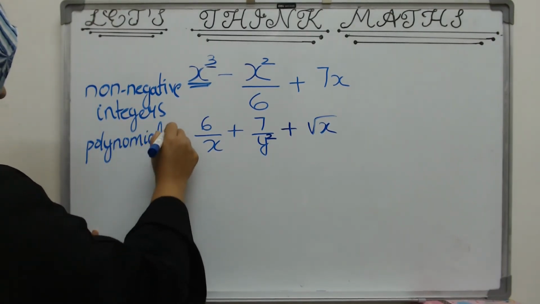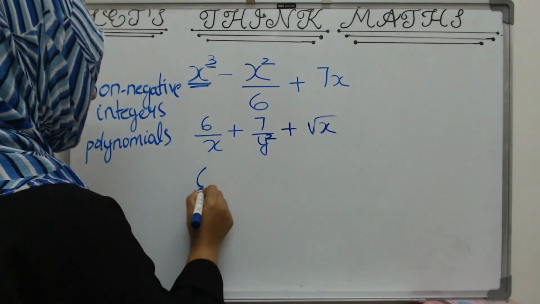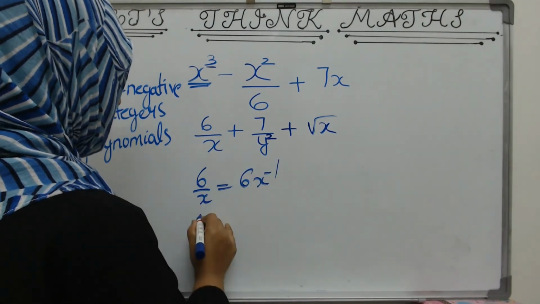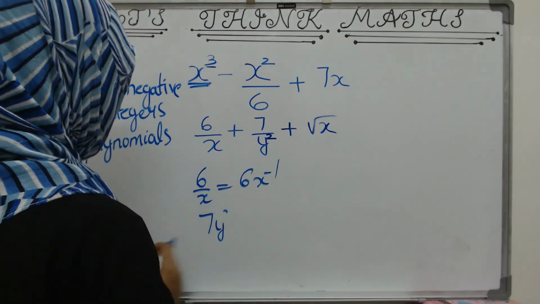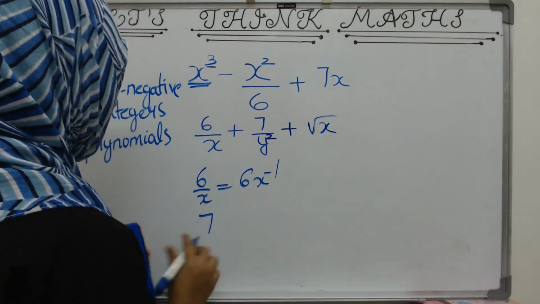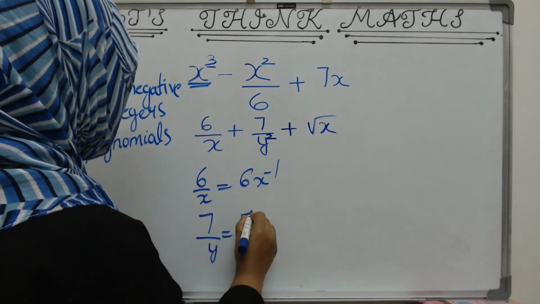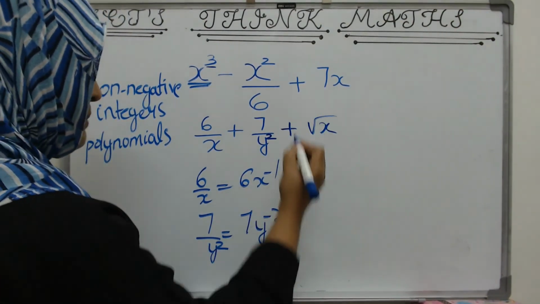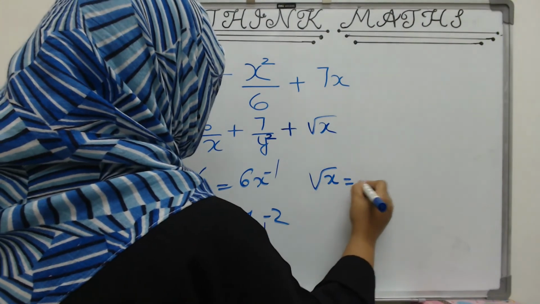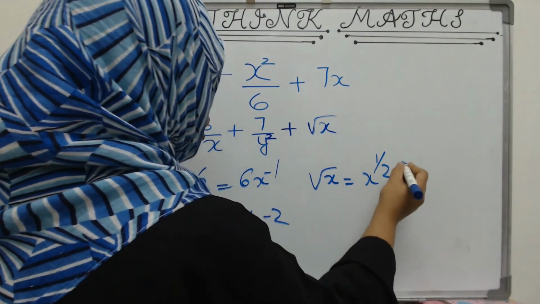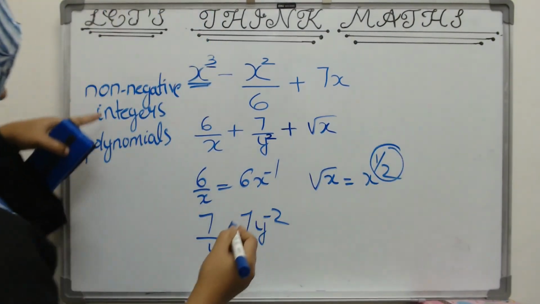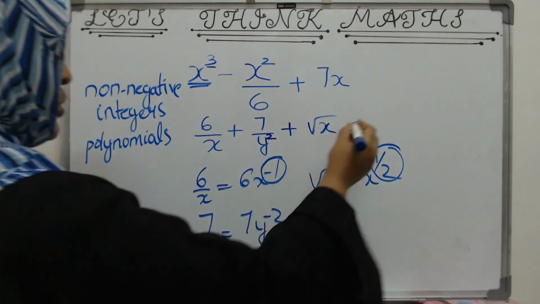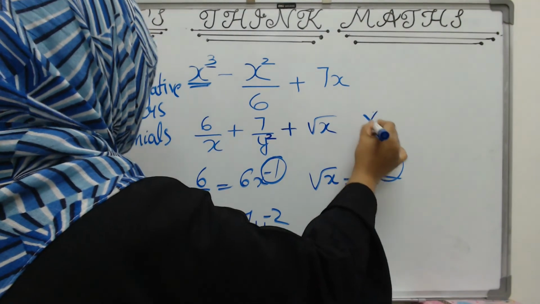Now look at the second example. 6 by x is actually 6x raised to minus 1. Similarly, 7 divided by y is actually 7y raised to minus 2. And similarly here, root x is actually x raised to 1 by 2. So 1 by 2 is not a non-negative integer. Minus 1 is not a non-negative integer. So that means this is not a polynomial.